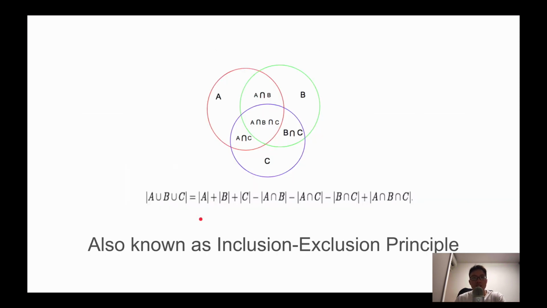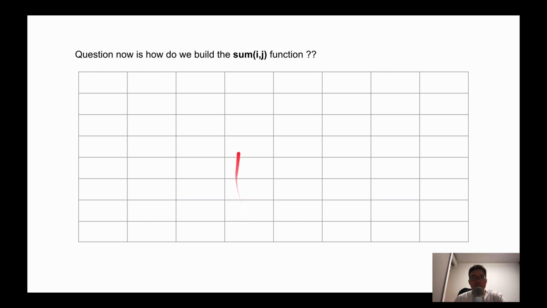So this idea of adding all the elements that we need, then subtracting all the elements we don't need, and then finally adding back the elements that we subtracted accidentally, is actually inherited from the inclusion-exclusion principle in mathematics. Some of you might actually recognize this. Now the question is, how do we build the sum ij function?